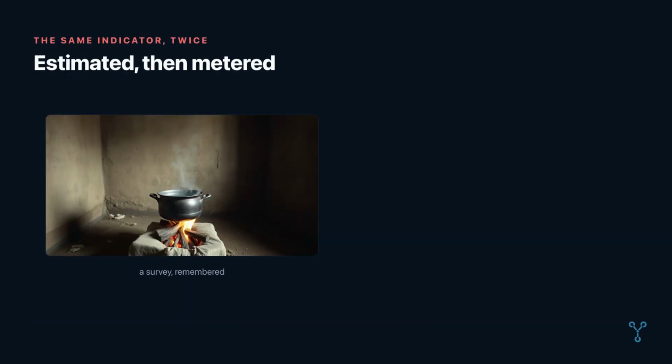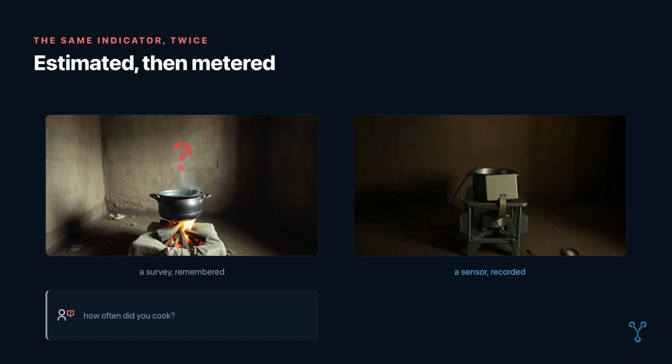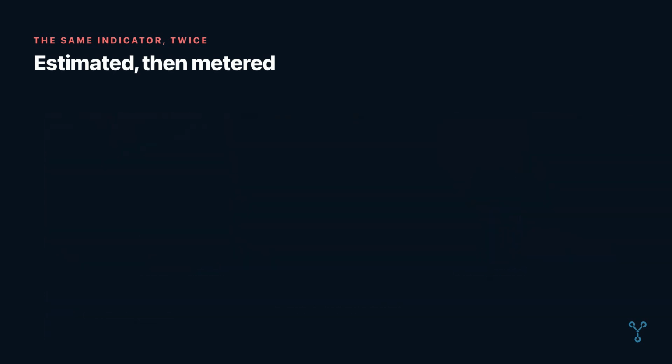Consider the verified example of metered cookstove monitoring under the Gold Standard. In an estimated approach, an indicator might rely on household surveys. These surveys guess how often a stove is used. In a metered approach, sensors on the stoves record actual usage. Emission reductions are then computed from measured cooking events. This mechanic shifts the indicator from an estimate to a direct measurement. This is the clearest real illustration of the difference between an estimated and a metered indicator.